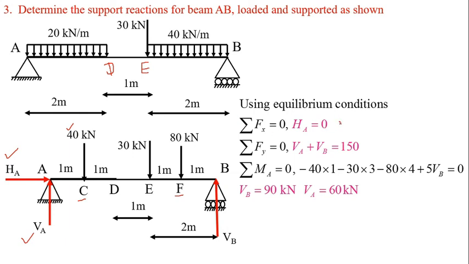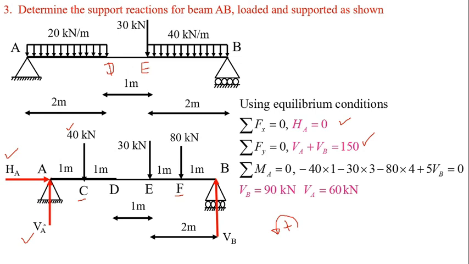Summation Fx is equal to 0, so Ha is equal to 0. Summation Fy is equal to 0: plus Va plus Vb minus 40 minus 30 minus 80, which is minus 40 minus 120 minus 30, 150. So, Va plus Vb is equal to 150. Now, use the third condition, summation M is equal to 0 about point A, with sign convention anti-clockwise positive. Summation M about A is equal to 0.